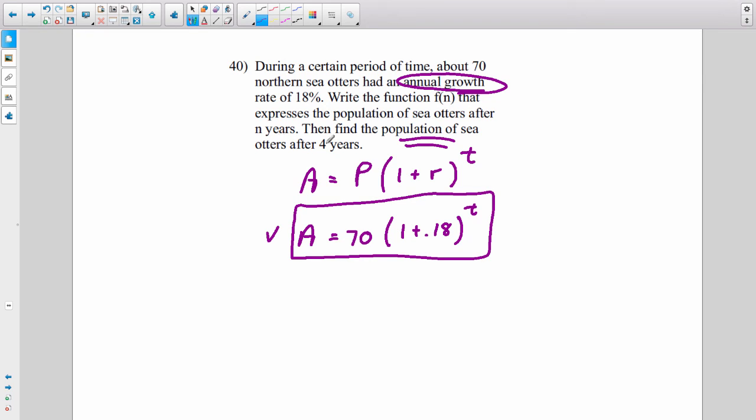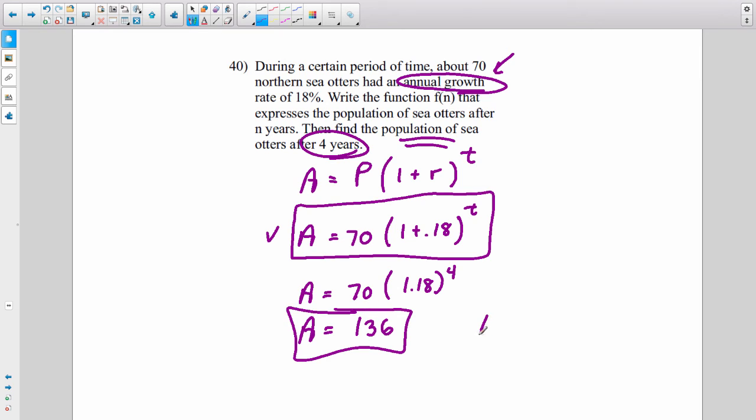Now, how many will there be after 4 years? So common sense says it better be bigger than 70, right? You should think that way when you do these problems, just so you don't get suckered into a wrong answer. We're talking about population growing, not decaying. So make sure your answer is somewhere around 80 or something. Let's see, 70 times 1.18 raised to the 4, and the amount of sea otters that you'll have is 136. Whoa, I was way off. But at least it's bigger. That was what was most important. So the answer here says 136.